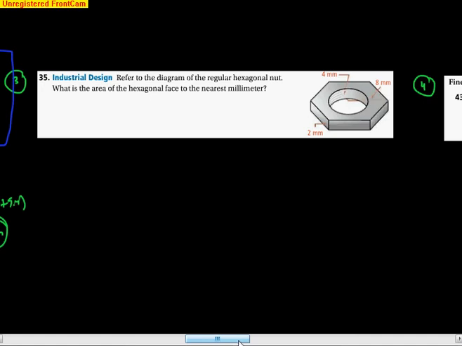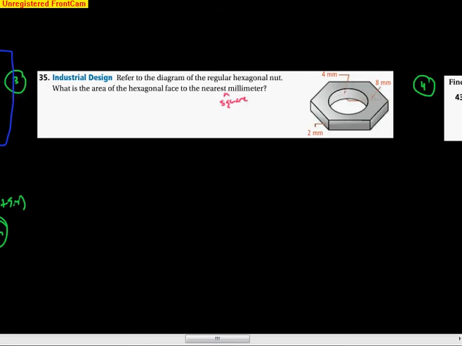3 here. Again, another familiar problem, but just to make sure that you really focus on it. So here we go. We have a regular hexagonal nut here. Okay? And the question is, what is the area of the hexagonal face to the nearest, and this should actually say square millimeter. To the nearest square millimeter.